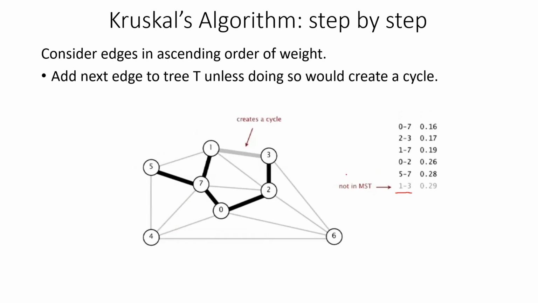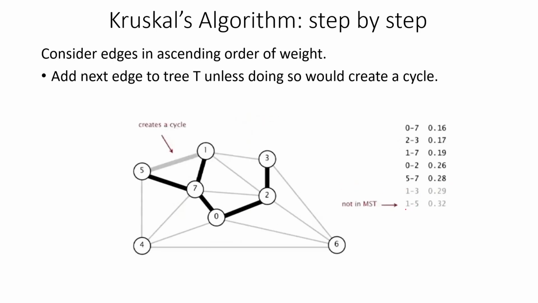But here is the problem. As you can see, if we add 1 and 3, then we will get a cycle. So that's why we don't add that edge to our minimum spanning tree, we just skip it. Then we have the edge between 1 and 5, and as you can see, if we add it, we will create a cycle. So we also skip this edge.